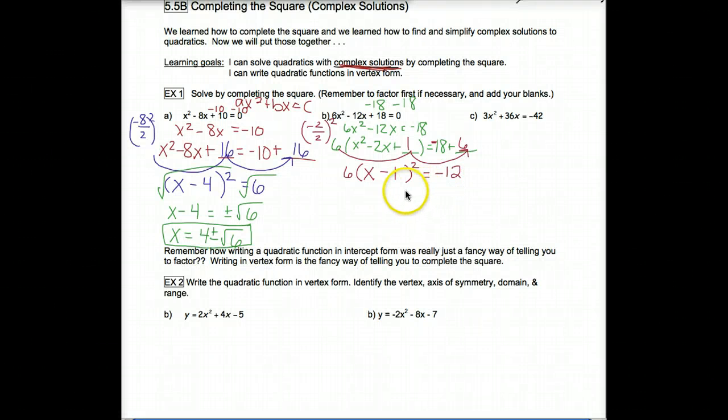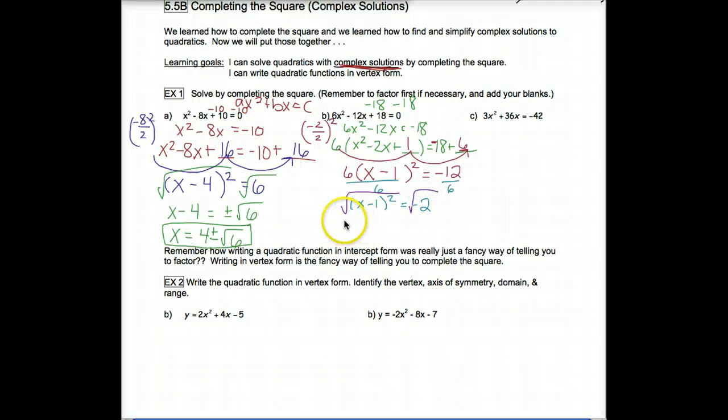So now, don't take a square root yet. The squared term is not alone. I need to get the squared term alone first, so I need to divide by 6. So x minus 1 squared equals negative 2. Now the squared term is alone.